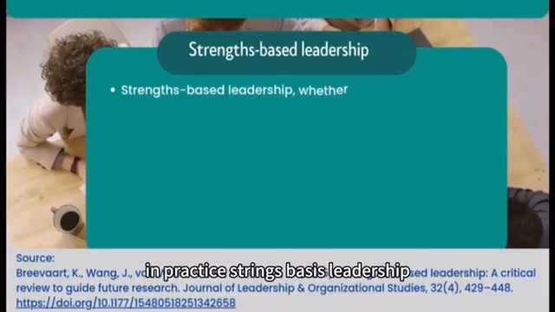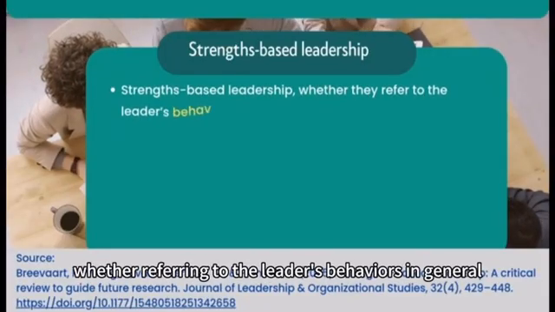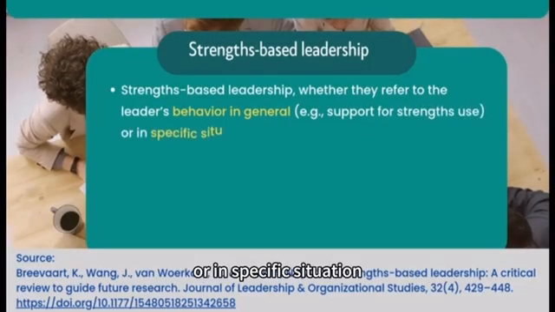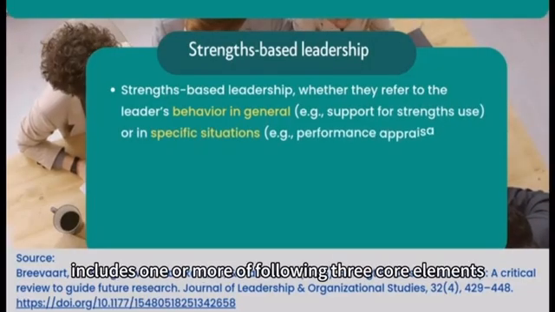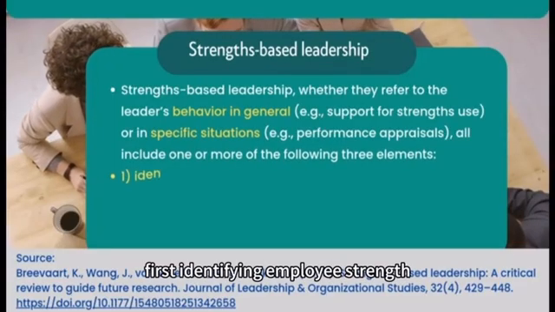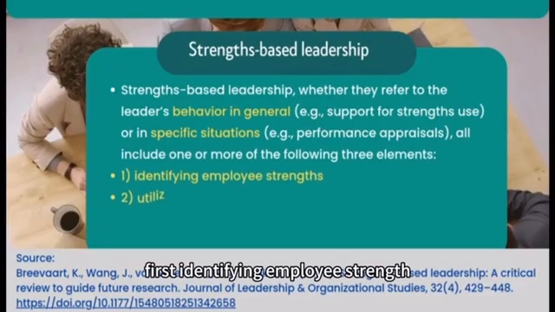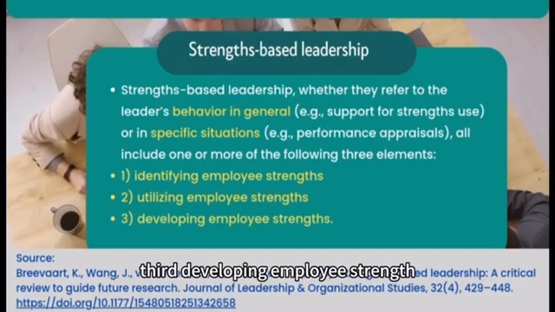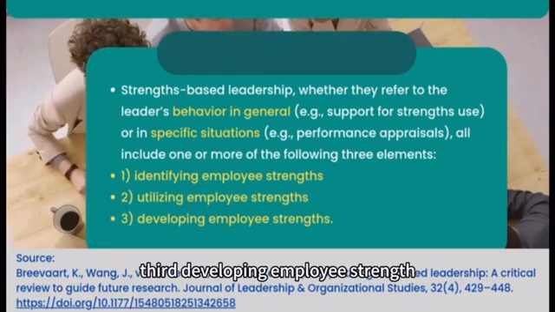In practice, strengths-based leadership, whether referring to the leader's behaviors in general or in specific situations, includes one or more of the following 3 core elements. First, identifying employee strengths. Second, utilizing employee strengths. Third, developing employee strengths.